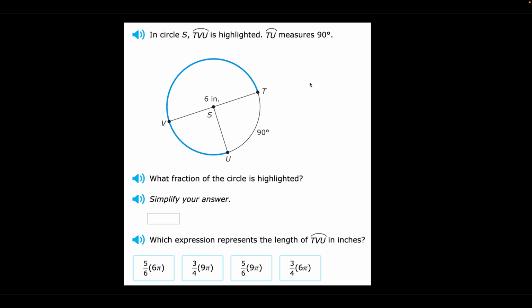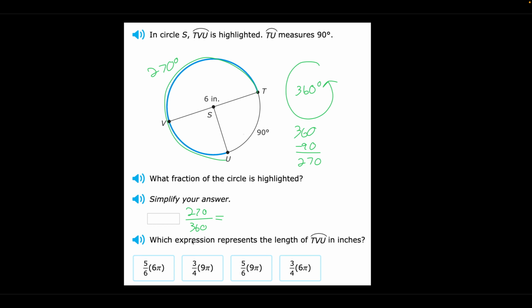Well, we need to remember that a full circle all the way around would be 360 degrees. And so this part is 90. So let's take off the 90 degrees. 360 minus the 90 is 270. So that means from here to here is 270 degrees. And it asked us for the fraction of the circle, so it's 270 degrees out of the total 360.